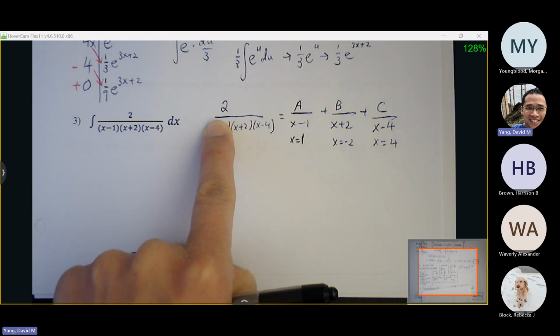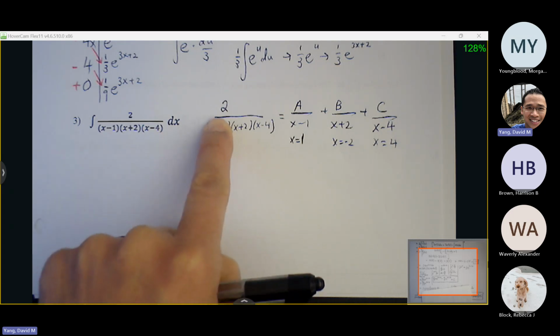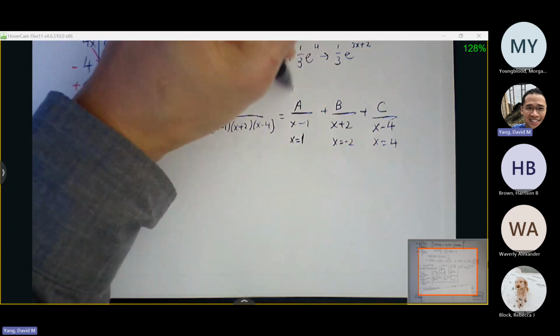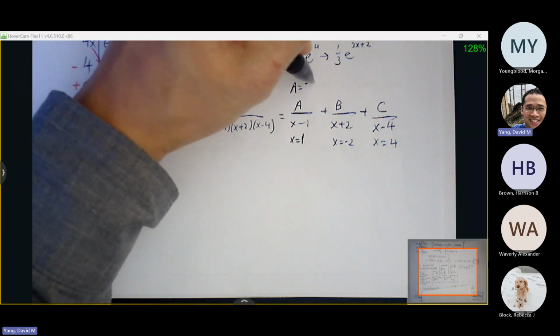So 1 in for x, I get 1 plus 2, which is 3. 1 minus 4, which is negative 3. So 3 times negative 3 is negative 9. And then we have the 2 in the numerator, so 2 over negative 9. So my A is negative 2 over 9.